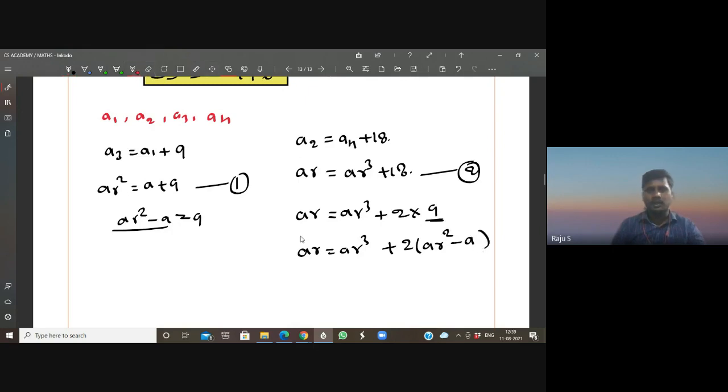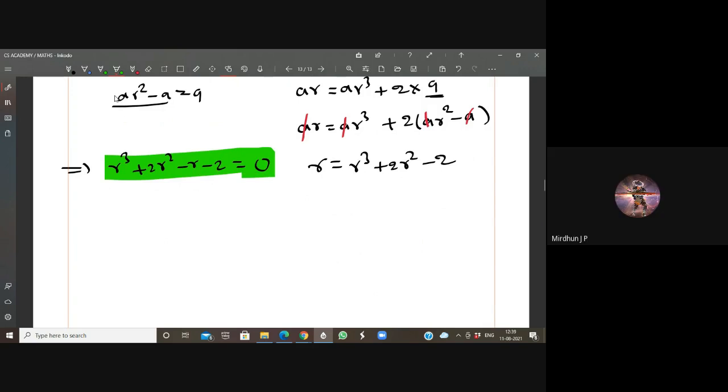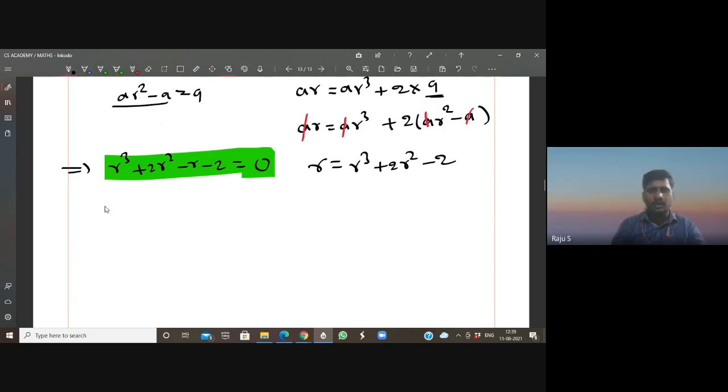Anyhow, you take A common, A gets cancelled. And what about the remaining? R is equal to R cube plus 2R square minus 2. Take all values to one side: R cube plus 2R square minus R minus 2 is equal to 0. How many R values are we going to get here? 3 R values. Take R square common, R plus 2. Minus 1 common, R plus 2. So finally, R plus 2 is common in both the terms. R square minus 1 is equal to 0.